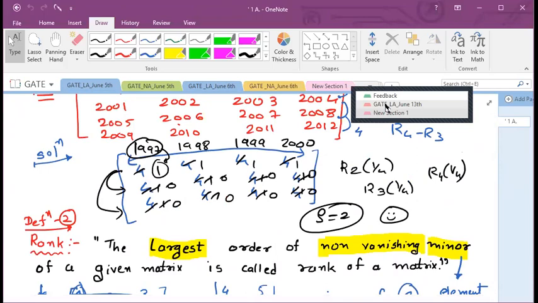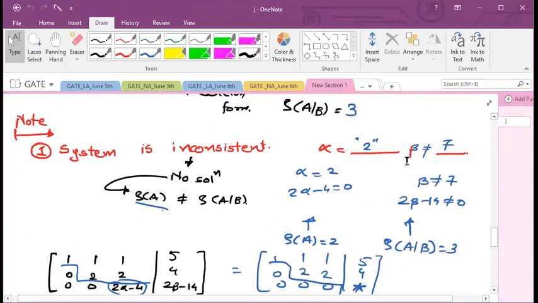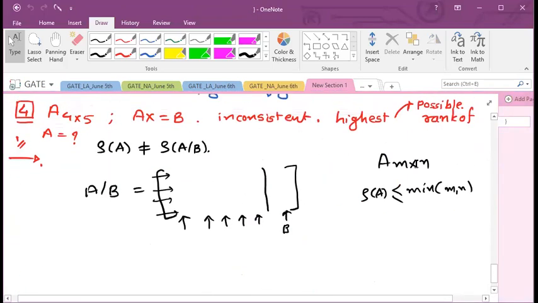So see over here. Once again, rank of A should be less than or equal to minimum of m, n. Here your m is 4 and n is 5, isn't it? So here my rank of A should be less than or equal to minimum of 4 comma 5. So definitely my rank of A should be less than or equal to 4, because 4 is the minimum of 4 and 5. Okay, so my rank of A should be 4 or less than 4.